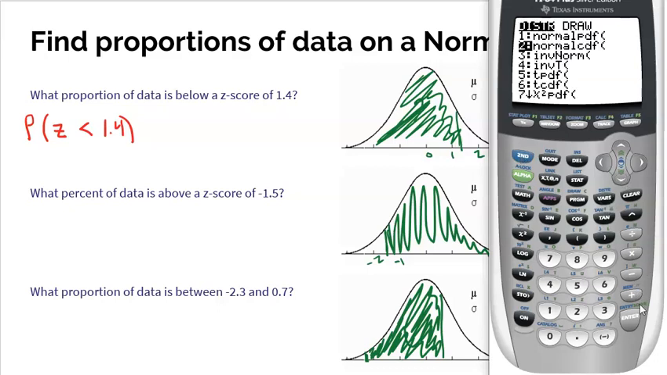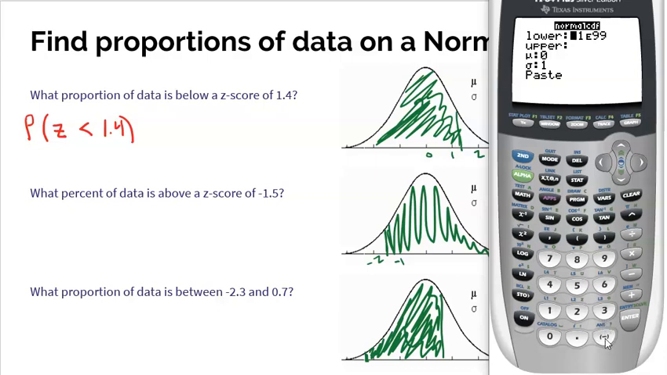And then I'm going to choose normal CDF. Be careful you don't choose normal PDF. We will never use that. All right, so what we want to do is start way below, because it's got to go in order, lower to upper. So we want to go all the way below 1.4. So again, that's infinite, like all the way down.